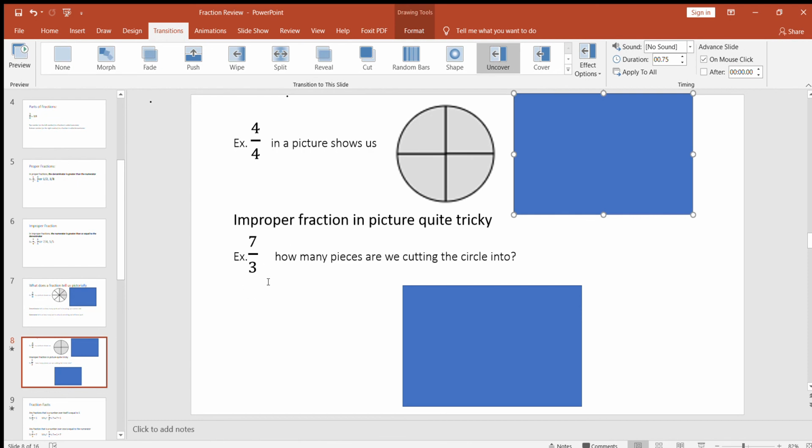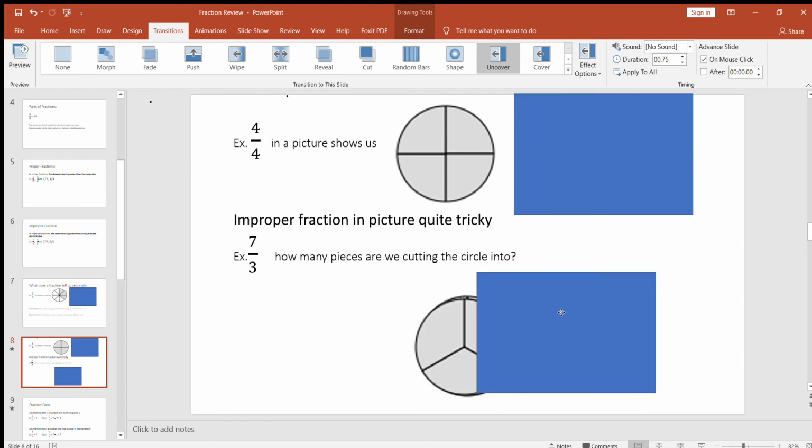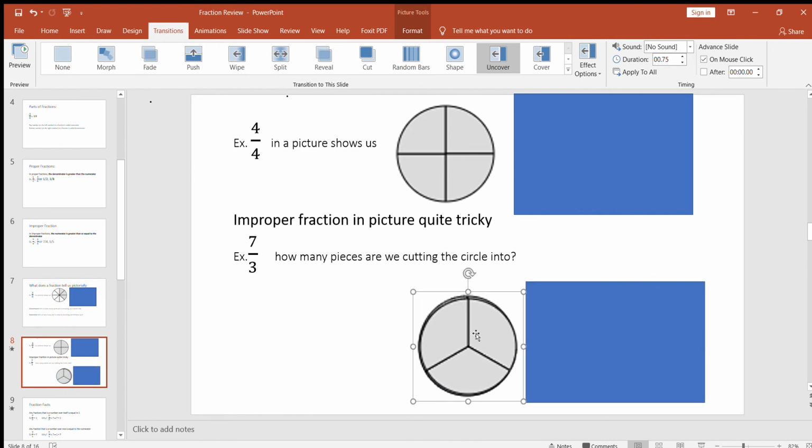3 is the one we want. 3 tells us what to do. So we're going to cut a circle into 3. Okay, now what? Well, the numerator tells us that we're going to get 7 slices. So now imagine you have 1 pizza and it's cut into 3. Can you get 7 slices out of those 3 slices? That's impossible. So what do we do? Well, we're going to have another pizza.